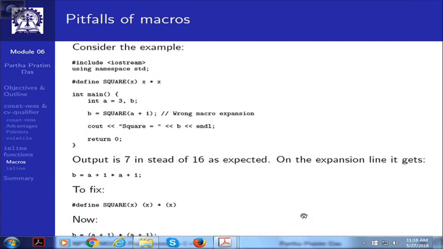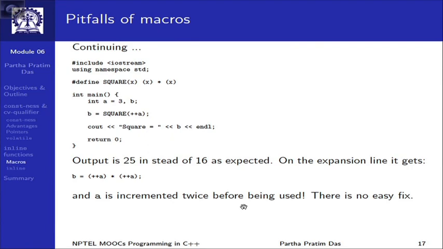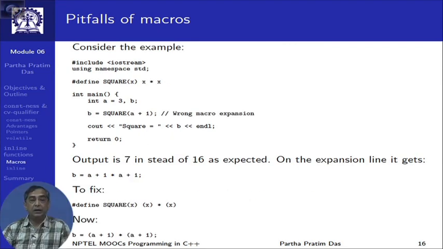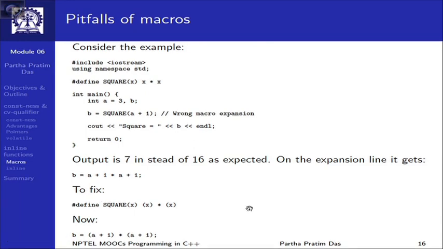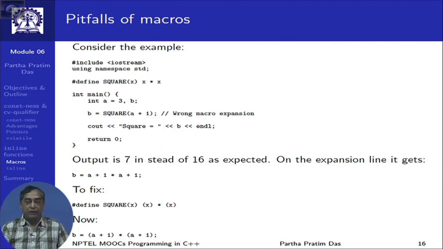This will help because the parentheses have been put. After the macro is expanded, in the last line of this slide, you can see that there is a parenthesis around a plus 1. So, it says (a plus 1) into (a plus 1). Now, the BODMAS rule says that the a plus 1 has to happen first, which is what we had expected. So, this can still be fixed.